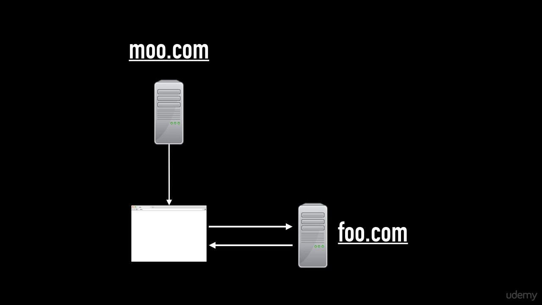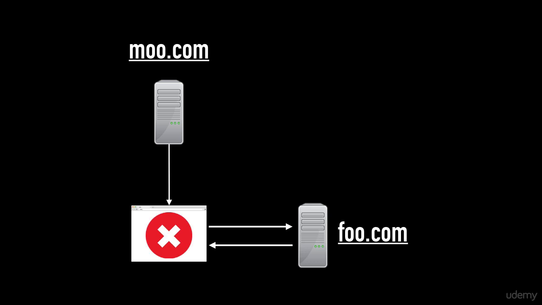But the same origin policy means that by default, any further requests that need to be made for additional resources, they must only come from or be sent to moo.com. So because the JavaScript requested some data from foo.com, when that data is returned, it's blocked by the browser. So the browser doesn't let that data propagate into the rest of your JavaScript code and your application itself. That is the same origin policy of browsers. And the reason it exists is because it's a security feature.